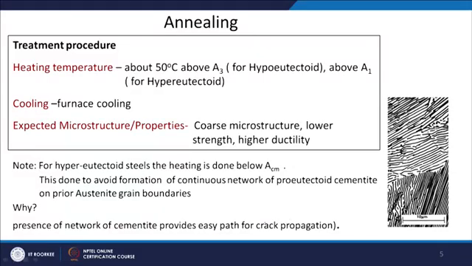Now, we have not discussed all this crack propagation and what we mean by that, but right now you take it from me that this type of microstructure is not good for mechanical properties. So, I do not want a continuous network of cementite forming, that is why for annealing I am going to heat at a temperature above A1, not ACM.